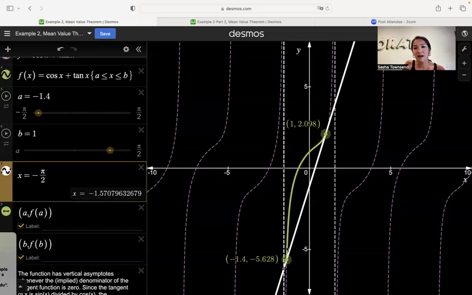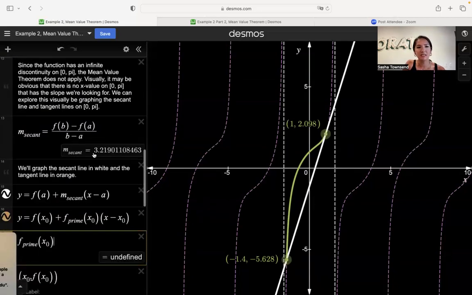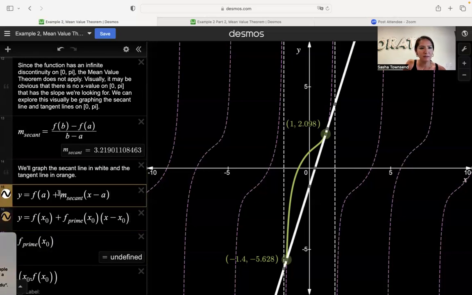The mean value theorem does apply. The function is nice and differentiable and continuous on the interval. So we will be able to find some x value between x equals negative 1.4 and x equals 1, such that the derivative of the function is equal to the slope of the secant line. And this white line that's graphed right now is the secant line. So the slope of the secant line is approximately 3.219, and we've got that graphed right here.